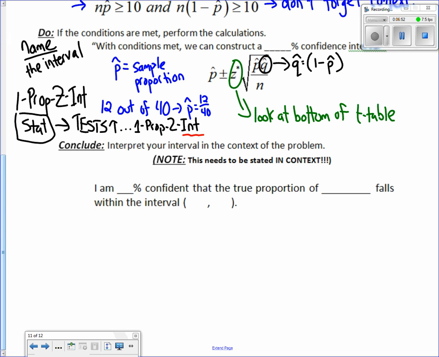And again, you could go back to the actual problem and rewrite the last line. And you just say, I am whatever % confidence, the confidence level the problem was about, that the true proportion of whatever you're talking about, cats, dogs, penguins, cheese pizza, I don't know, falls within the interval of those 2 numbers that the calculator gives you. And you're done. Short, sweet, end of discussion.